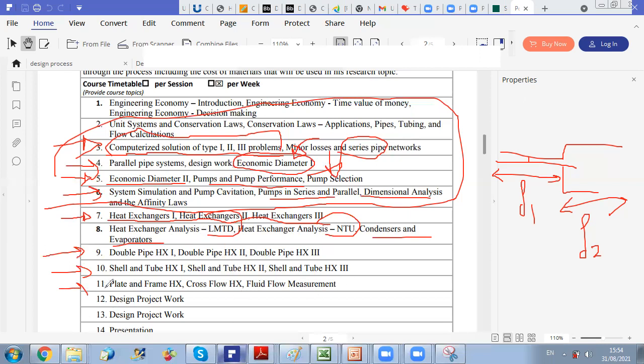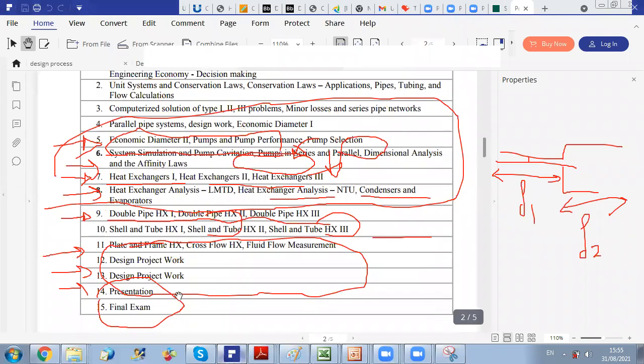All of these are very important, because you will use them practically in your work as mechanical engineers. And after this, of course, at the end, you should present your design project work. But you will start with this early so that you have enough time to work on your design project and present. Okay, so at the end of this semester, you should present your work, and of course, during the semester, we'll have tests, and at the end, we will have a final exam.